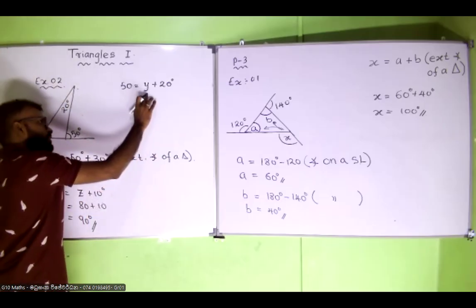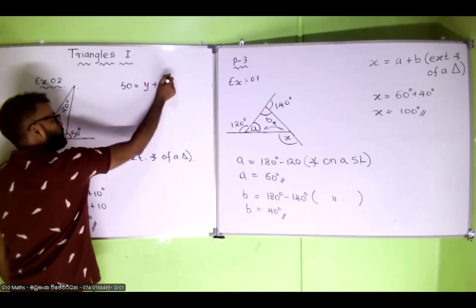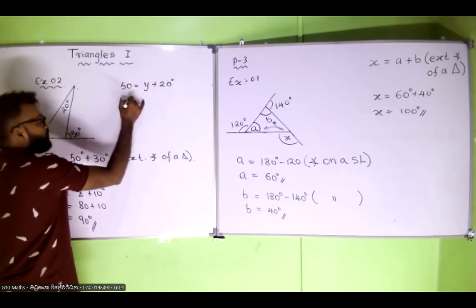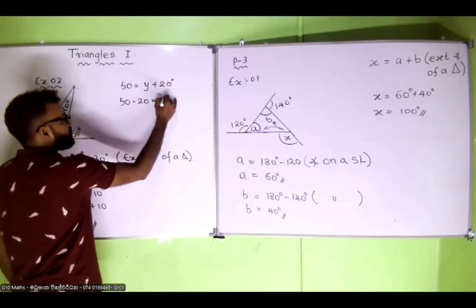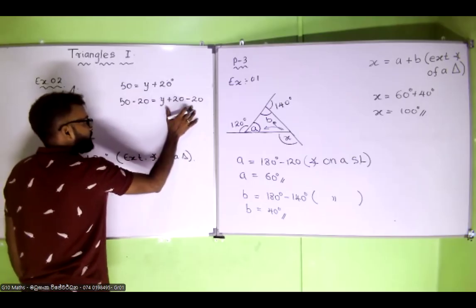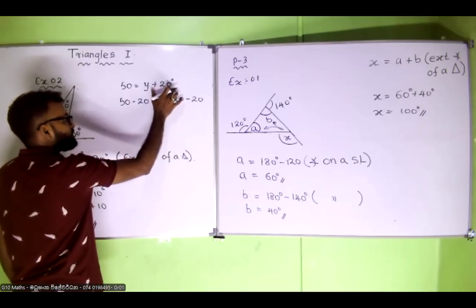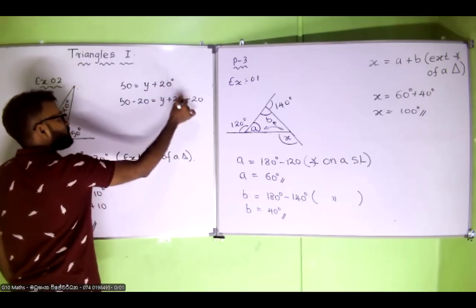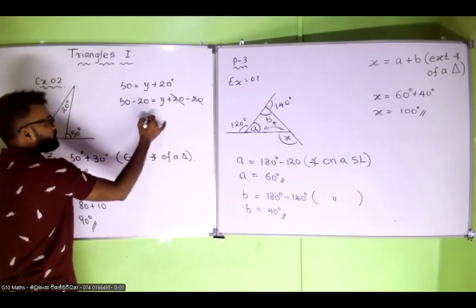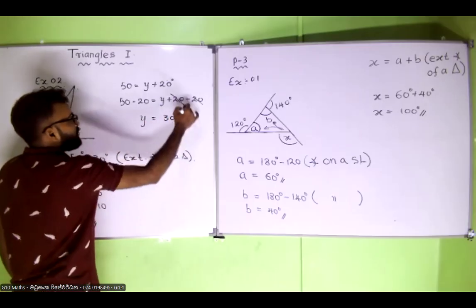If you want to find the value of y, you are going to subtract 20 from both sides. 50 minus 20 equals y plus 20 minus 20. If you want to remove this plus 20 from the right hand side, I am going to subtract 20 from both sides. Basic things from your grade 8. Cancel out, cancel out. So the value of y is equal to 30 degrees. The reason is same.